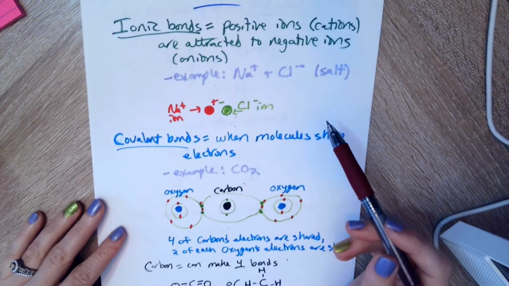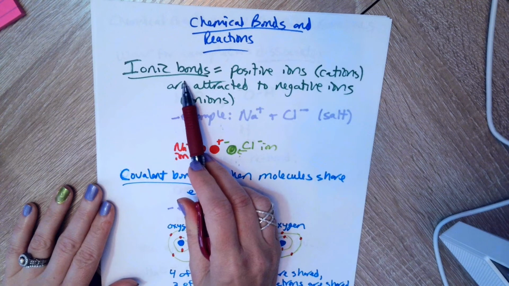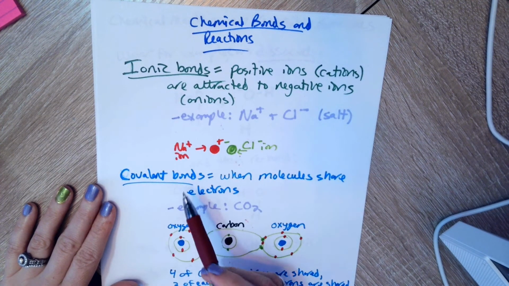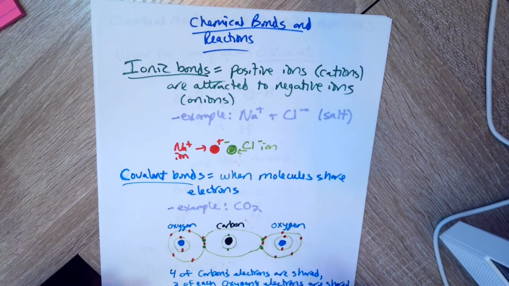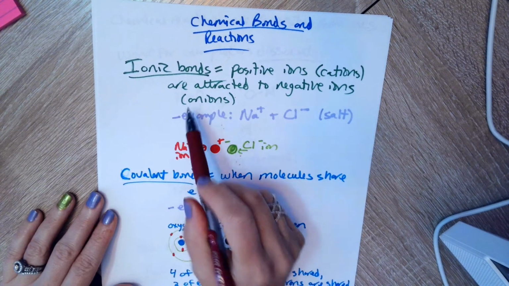There are three kinds of chemical bonds. There's ionic bonds, there's covalent bonds, and then there's hydrogen bonds. These are the main kinds of bonds, I should say. Hydrogen bonds are on the next page.